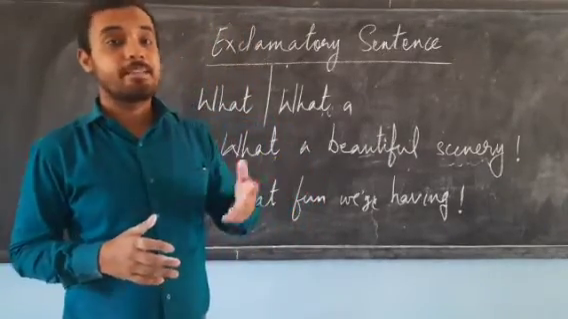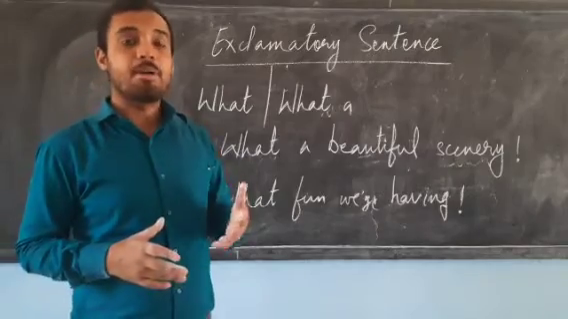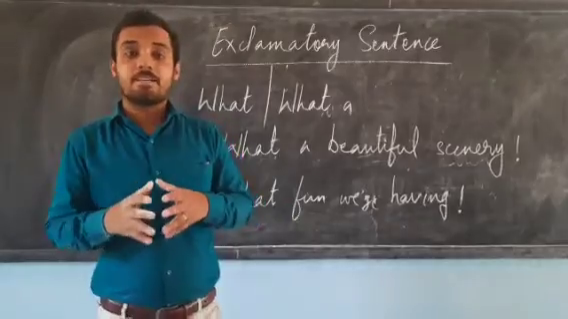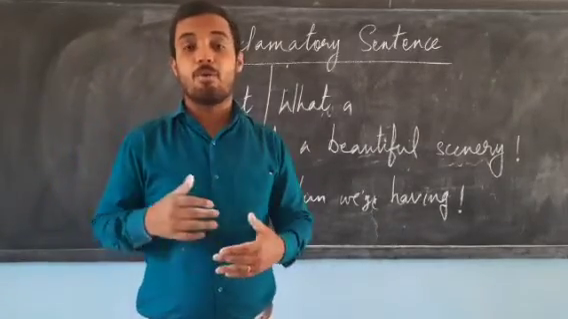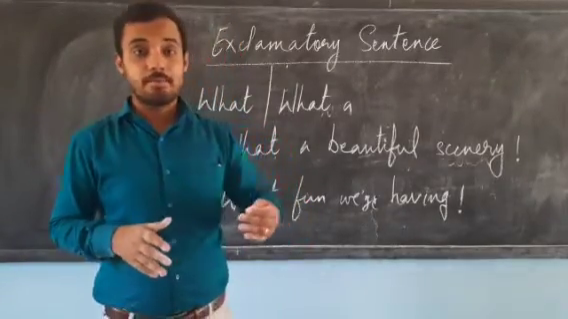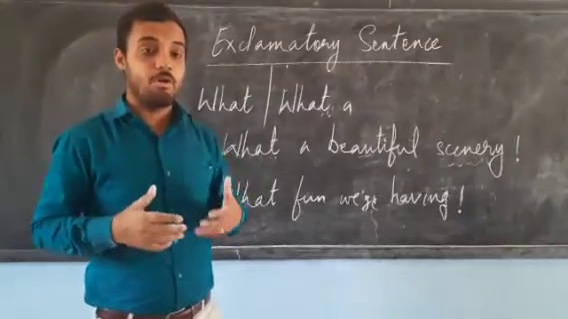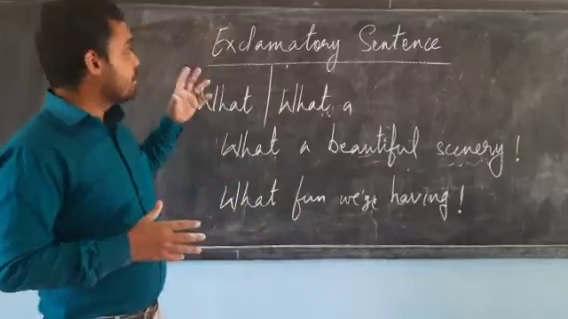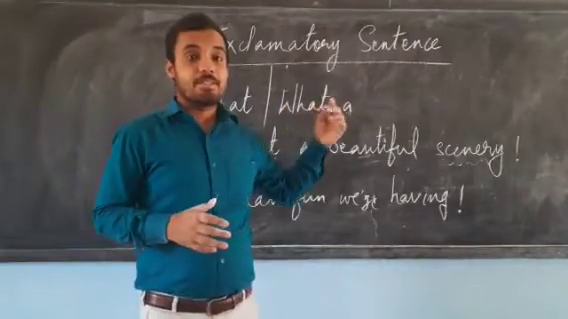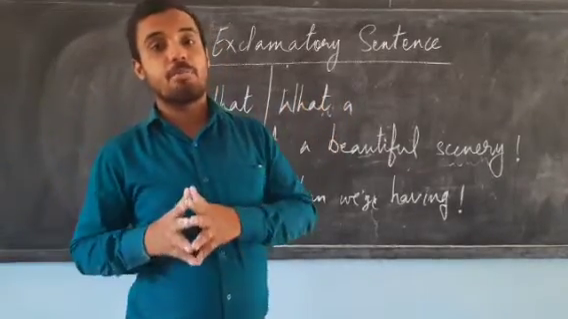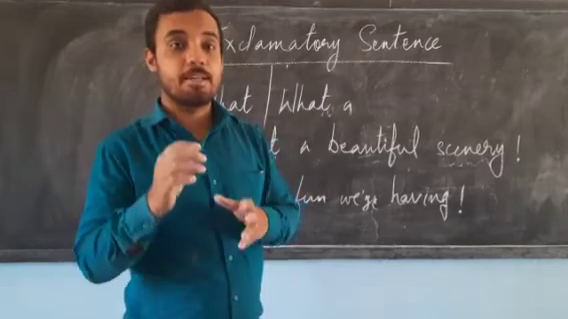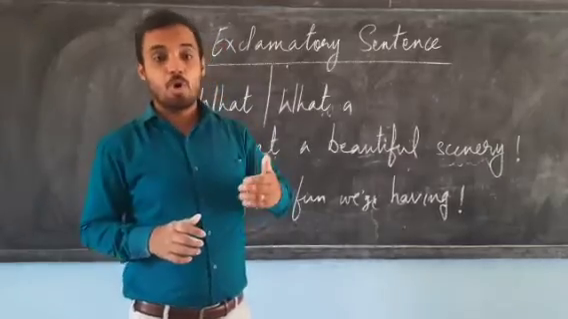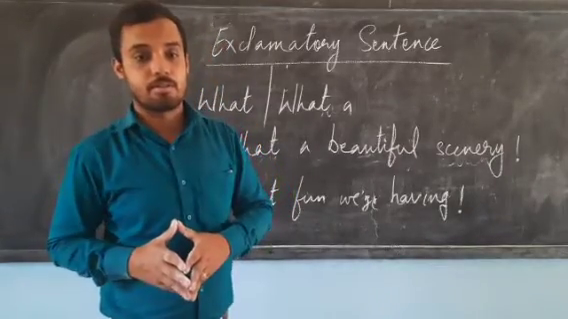Now, what is an exclamatory sentence? The simple definition for an exclamatory sentence is a sentence that expresses a certain feeling or emotion. A sudden feeling. Sudden means all at once. Now, an exclamatory sentence will carry an exclamation mark with it. Always remember that an exclamation mark has to be present in a sentence to call it an exclamatory sentence.